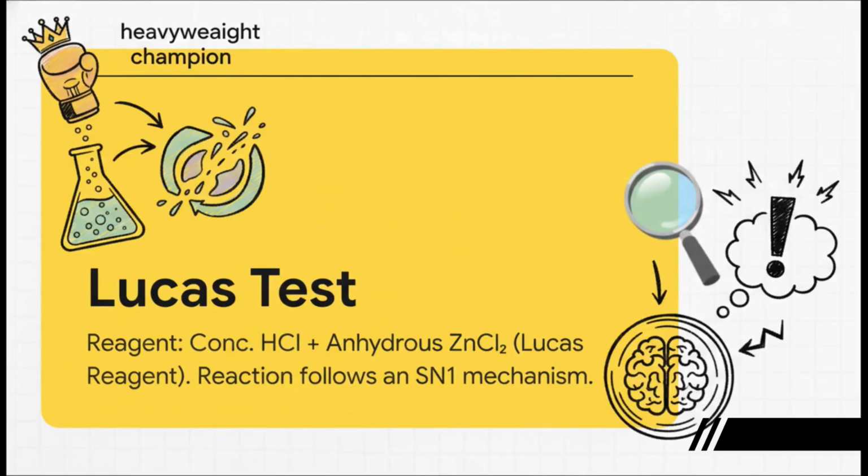First up, we've got the heavyweight champion of identification, the Lucas test. The very first thing you need to burn into your memory is the reagent itself, a mix of concentrated HCl and anhydrous zinc chloride. This mixture has a special name, the Lucas reagent. Don't forget it. And here's the golden rule for this test. The reaction follows an SN1 mechanism. This one fact is the key to understanding everything.